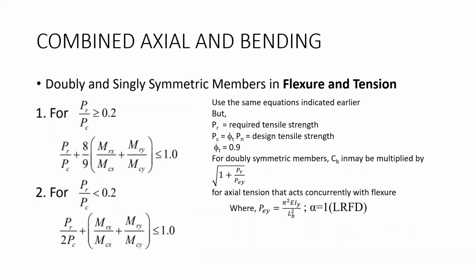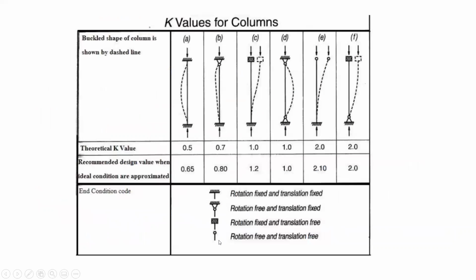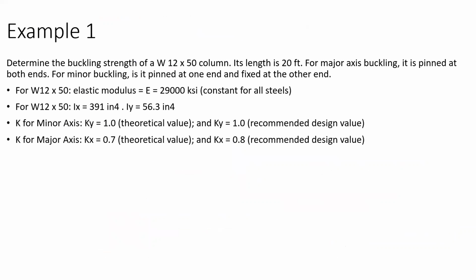So itong formula na 'to, ito yon. PEY is equal to pi squared EI over the effective length squared. Yun yung kanina. Pero ang ginamit natin is PCR and trinay natin not only along the Y but along the X. So kaya natin dito laging nakalagay along the Y, the minor axis, kasi usually ang nagfa-fail dito is the minor. This one. Okay? So that is example number 1.